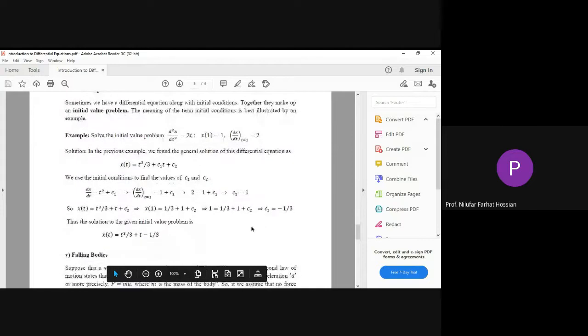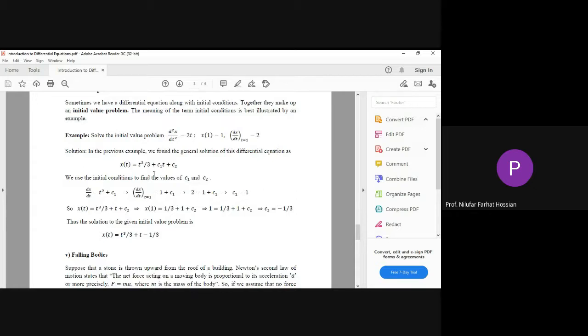Okay, so this was our solution. We found it earlier. Now to find the values of C1 and C2, to get a particular solution of this equation, you just use these initial conditions. At first, let us differentiate it. Dx by dt will be equal to t square, the 3 will cancel out, t square plus C1. And you know that dx by dt, when t equals 1, the value is 2. So just put t equal to 1 here. On the left side, dx by dt at t equal to 1, and on the right side it will be 1 square, that is 1, plus C1. And the value of this is 2. So ultimately it will be 2 equal to 1 plus C1. So C1 equal to 1.